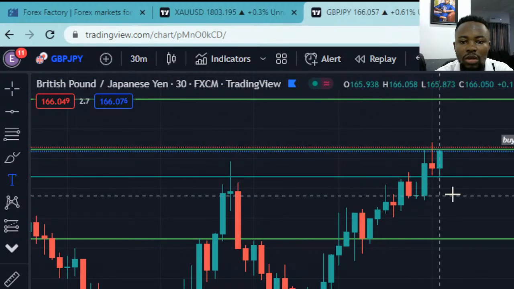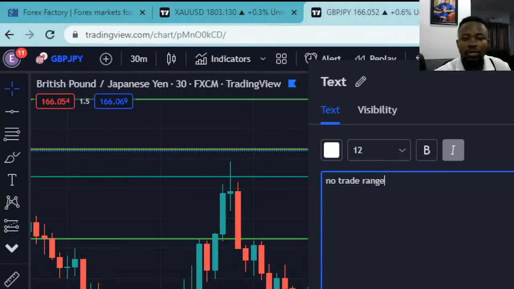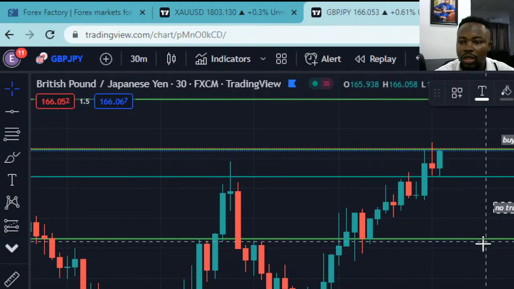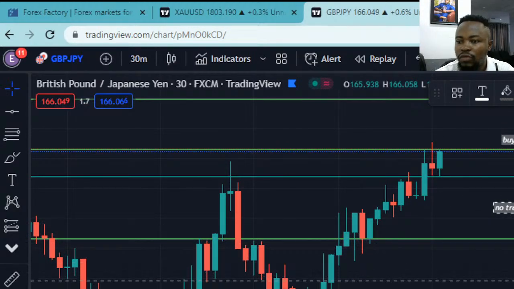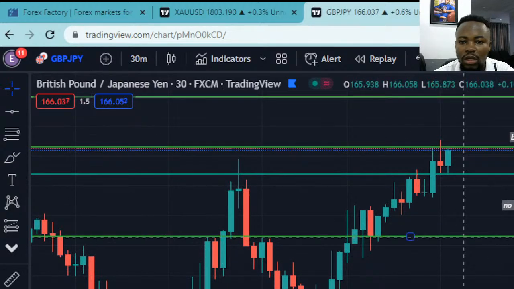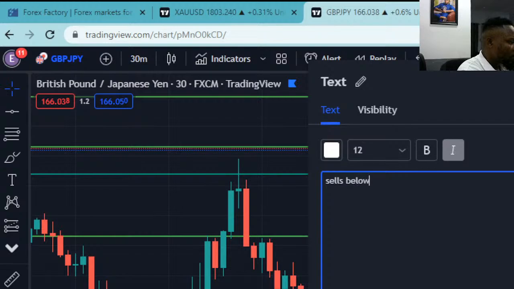So we could call this on GJ, we call this no trade range on GJ, right? I wouldn't want to do anything on GJ inside here until we break and close back inside this area, 165,400 area. Then we should think of sales at that point. We should think of our sales to come below here on closure.